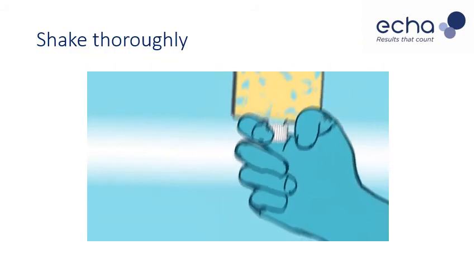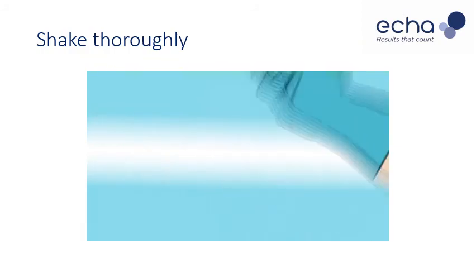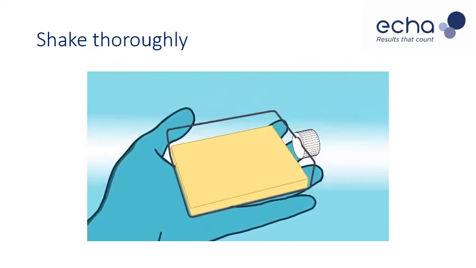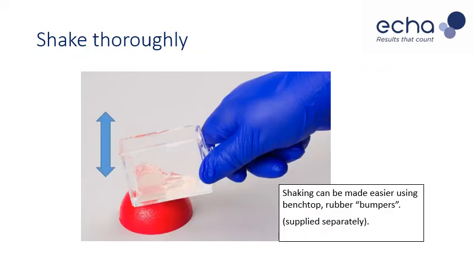After shaking, the gel should have an even, viscous liquid consistency. Flick the bottle to make the gel go to the bottom of the test bottle, and then tap it on your hand to form a flat layer of gel. Don't worry about air bubbles in the gel. The shaking procedure can be made easier using benchtop rubber bumpers, which we can supply separately.